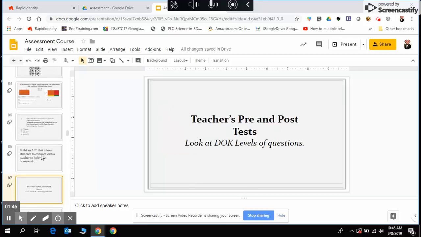So next week, when you look at your teacher pre and post test, and you're going to bring them, what we're going to do is look at the DOK levels of the questions. We're going to ask ourselves, what kind of thought process goes into each one of these questions? That's what we're going to do next week. And of course, we're also going to look at, are they selected response? Are they written response? That kind of thing. We want to make sure that we do that to understand.